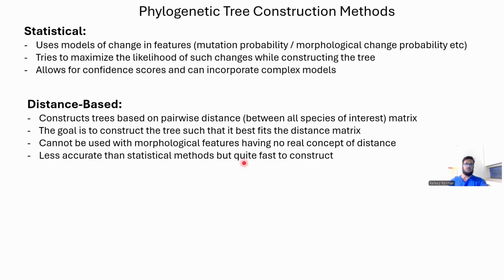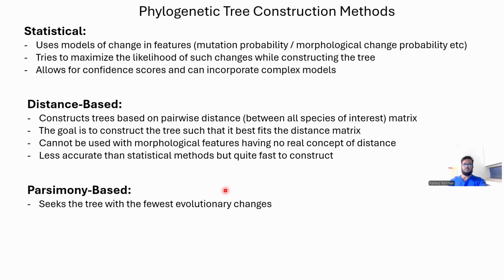There are methods called UPGMA and neighbor joining. They are quite fast to work with and very simple also. And finally, we have the parsimony-based method. There is a certain assumption in this method. It seeks the tree with the fewest evolutionary changes, right? So the assumption is that the entire evolution has happened such that the fewest number of evolutionary changes were made in order to survive in the environment. But again, this assumption may not be true in reality. We don't know actually, so this is something we have to be wary of.